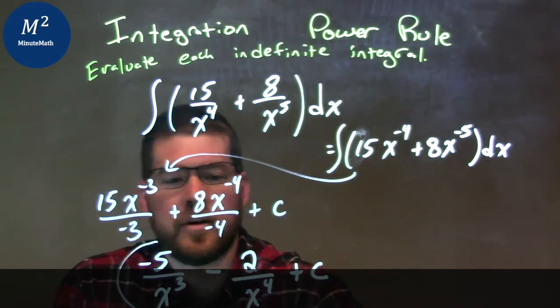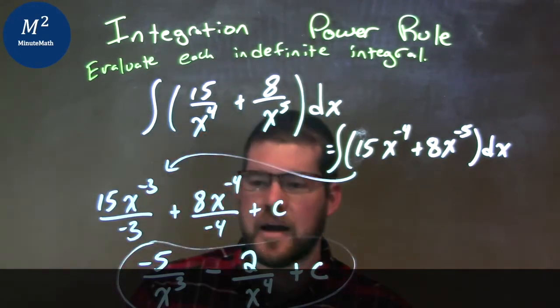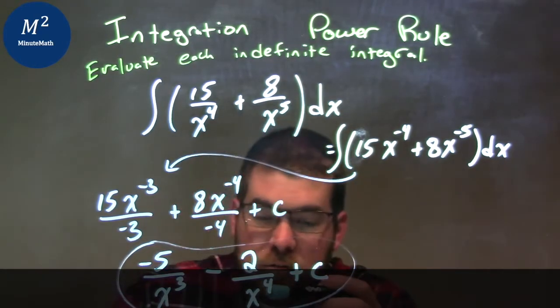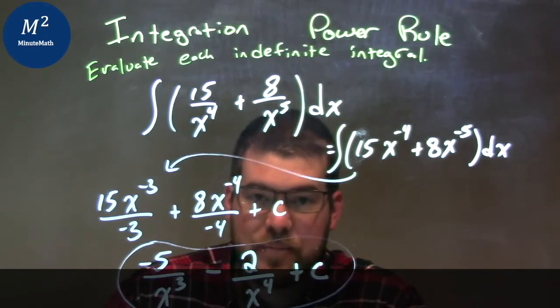So again, our final answer here is just negative 5 over x to the third power, minus 2 over x to the fourth power, plus c.